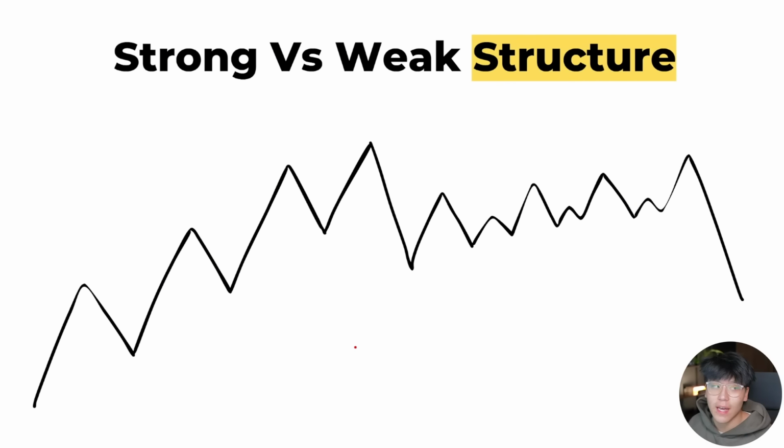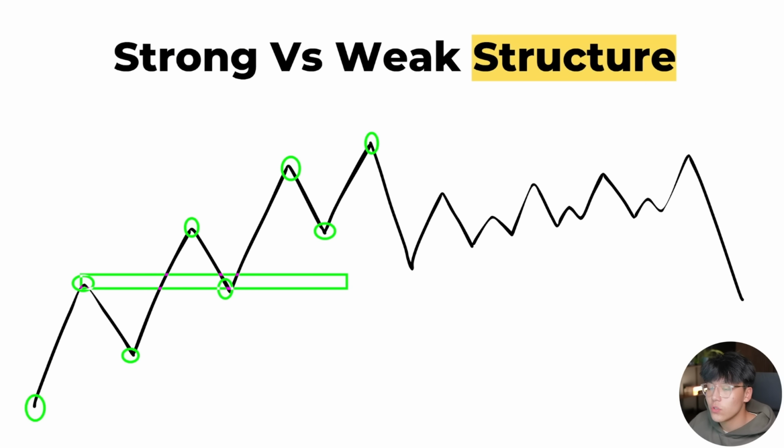As I mentioned in the last slide, sometimes structure is not always perfect, but how can we identify strong structure versus weak structure? In this case, what we have is strong structure on the left. So in this case, what we have is a clear uptrend once again. Clear uptrend, higher highs, higher lows, higher highs, higher lows, higher highs, right? This is what's called strong structure.